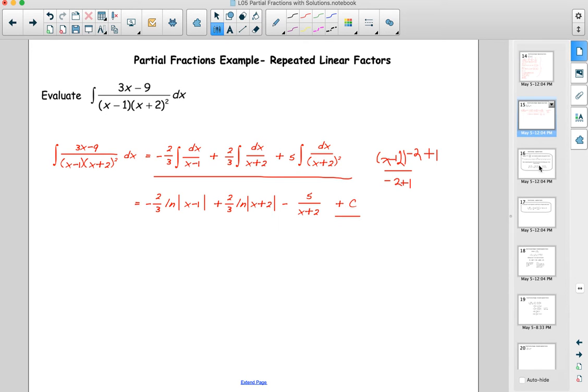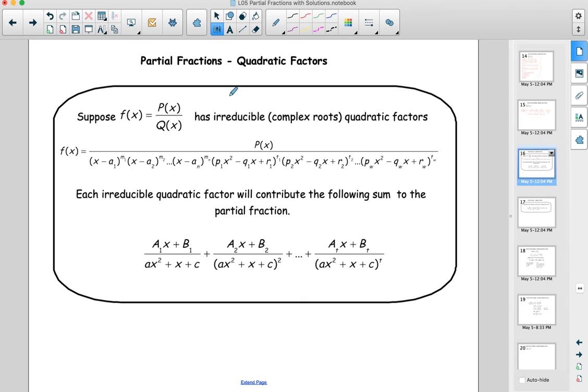All were linear, but some may repeat. Now what we're going to take a look at is what if you're irreducible, which means not factorable, your roots would be complex numbers. How are we going to handle that? Every time you have a linear factor like these, we're just going to use constants A, B, C, and so on. But once you get an irreducible quadratic, then you're going to put a linear over it. We have a constant over the linear, and we have a linear over the quadratic.